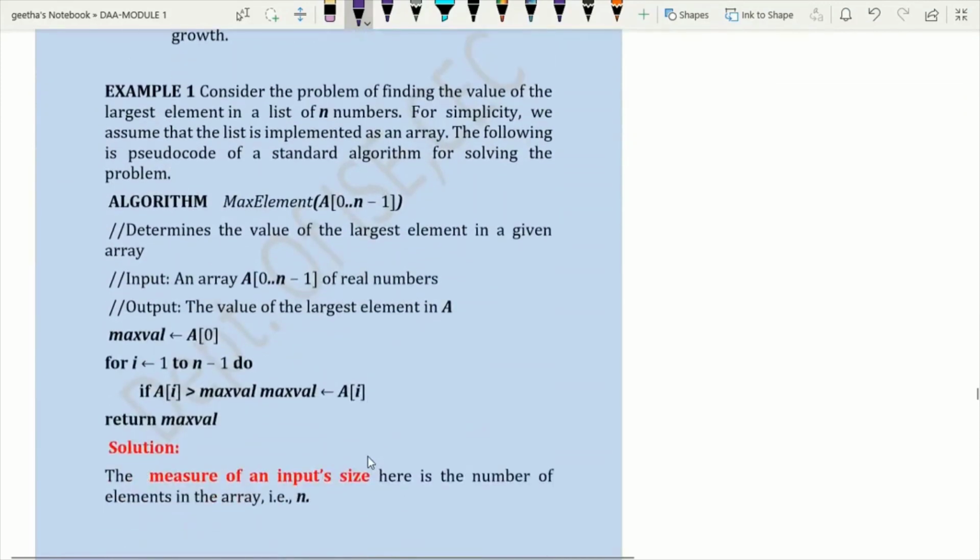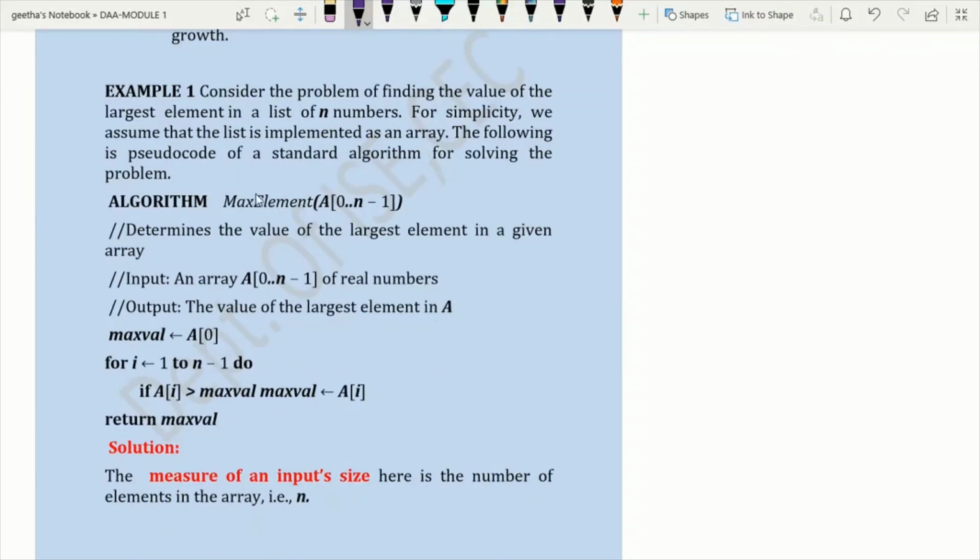So now I will consider an example. Here I am going to consider the problem of finding the value of the largest element in a list of n numbers. For simplicity, we assume that the list is implemented as an array. The following is the pseudocode for the algorithm. So first we need to write an algorithm, and throughout I'm using the pseudocode convention to write algorithms.